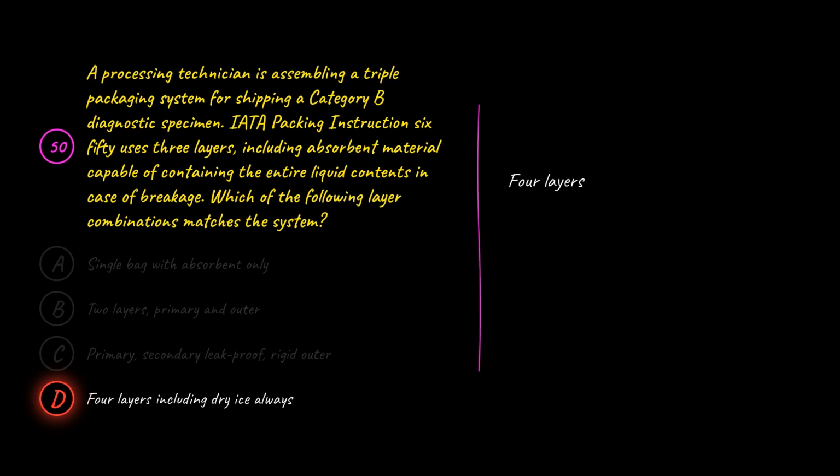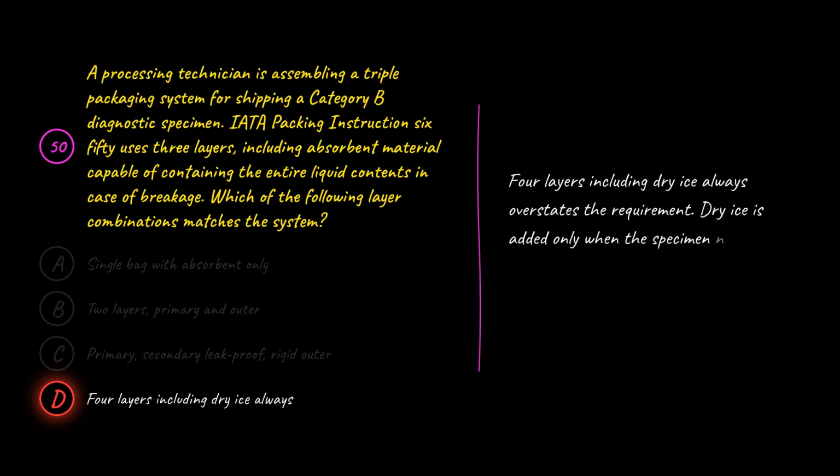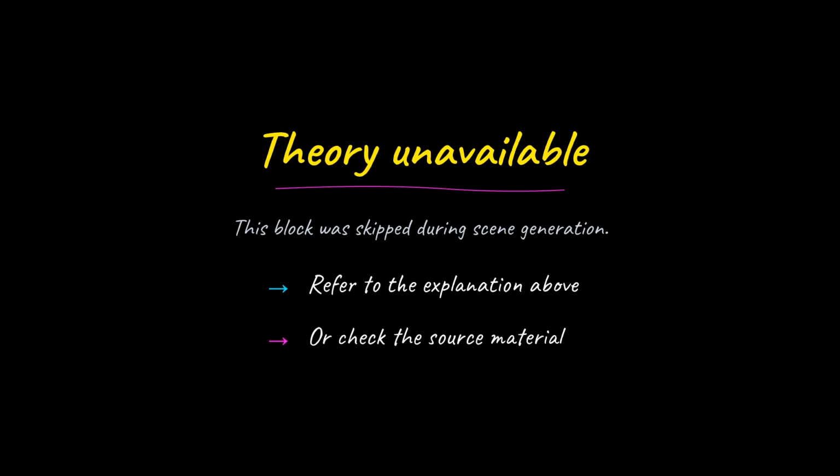D is wrong because 4 layers including dry ice always overstates the requirement. Dry ice is added only when the specimen needs frozen transport, while the 3-layer rule applies regardless of refrigerant. We don't have a theory section for this question. Refer to the explanation above for the underlying concept.